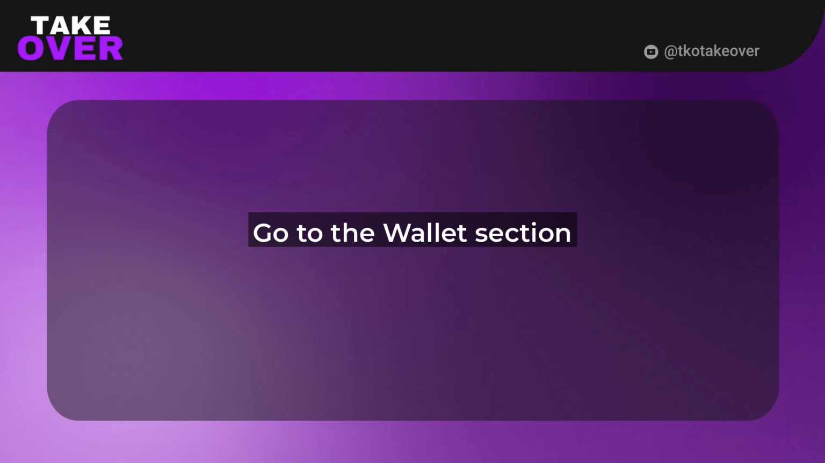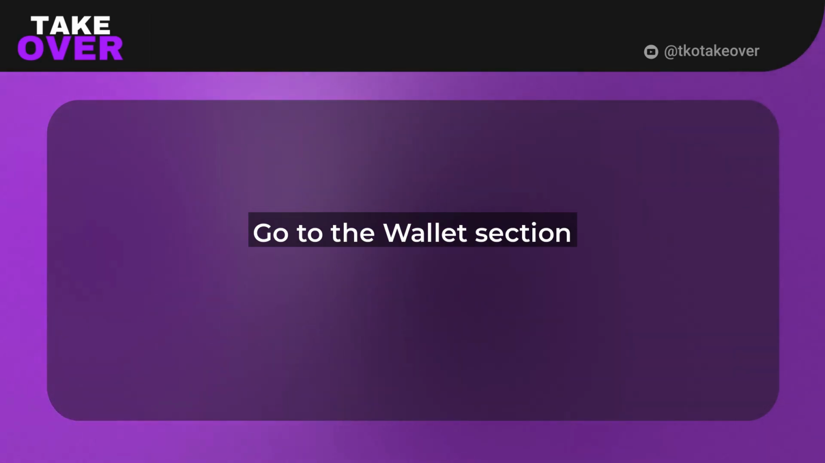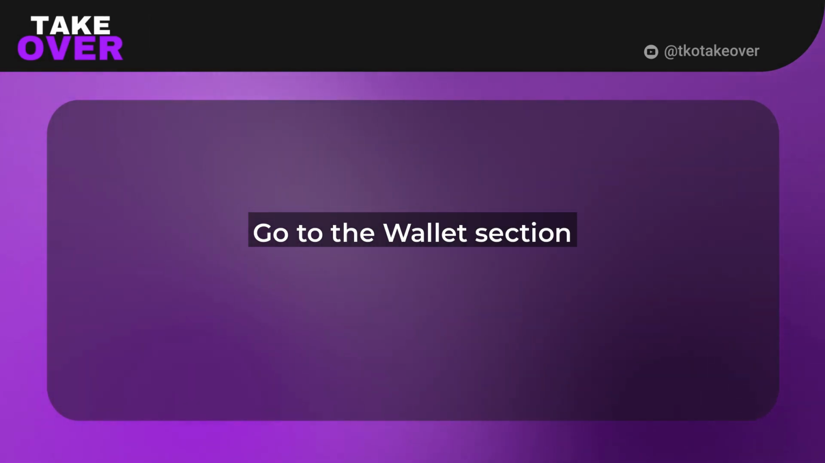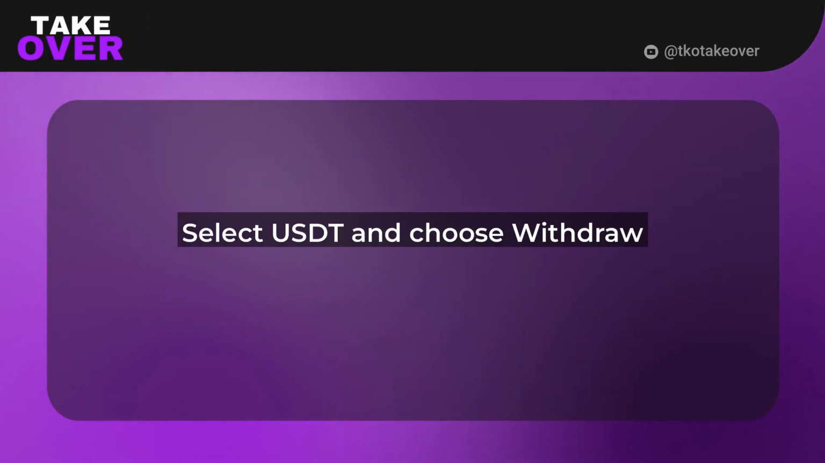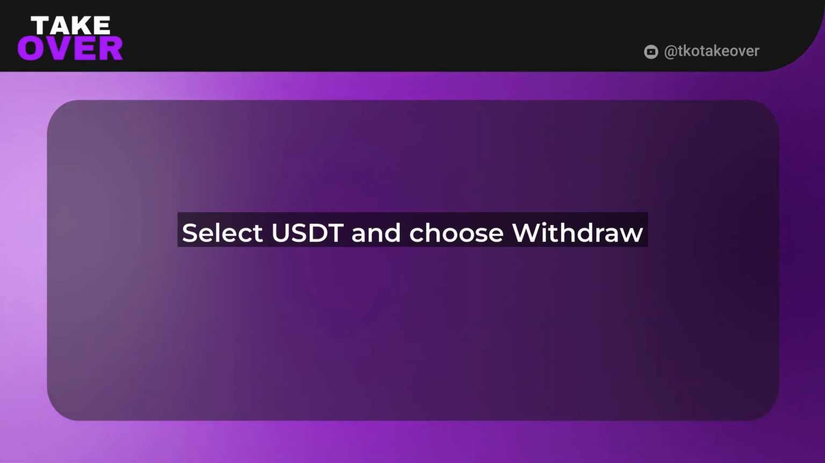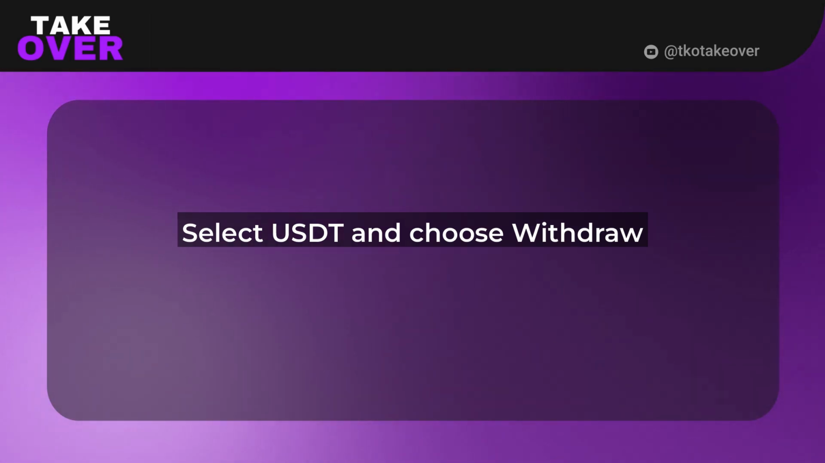First things first, make sure you have accounts on both Binance and OKX, and that your USDT is in your Binance wallet. Start by logging into your Binance account. Once you're in, head over to the Wallet section. It's usually in the top menu. From there, select Spot Wallet or Funding Wallet, where your USDT is held. Next, find and click on Withdraw next to your USDT balance. This will open a withdrawal page.